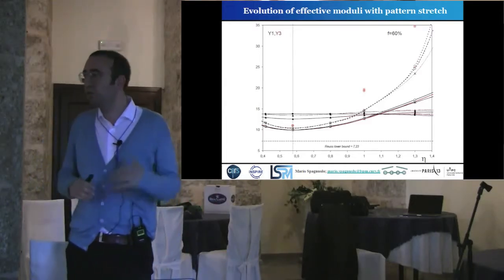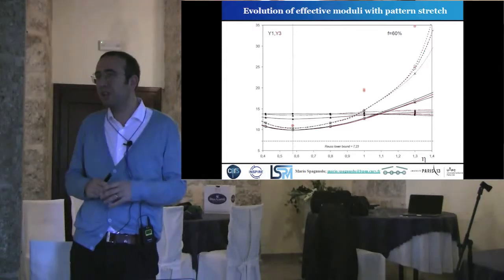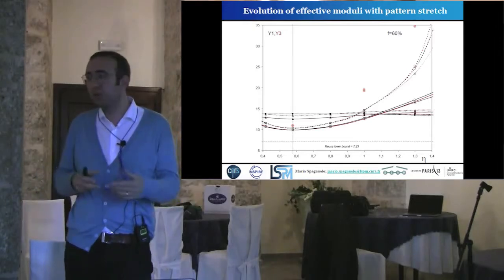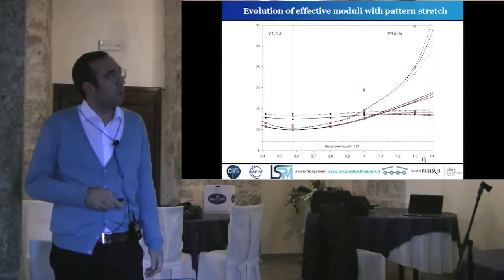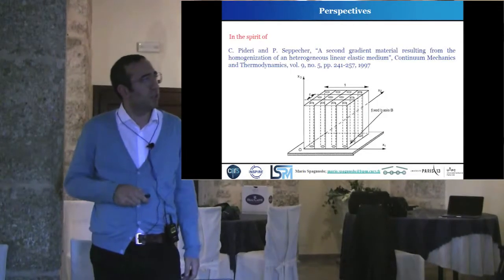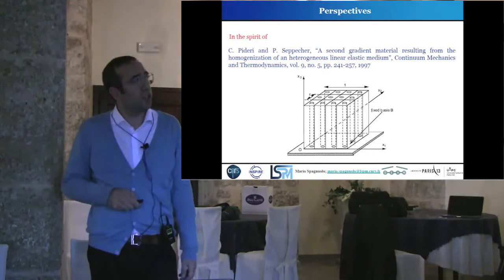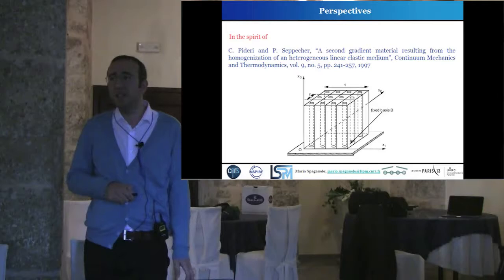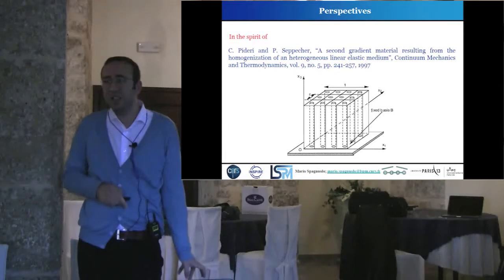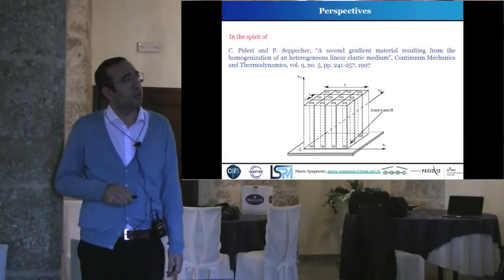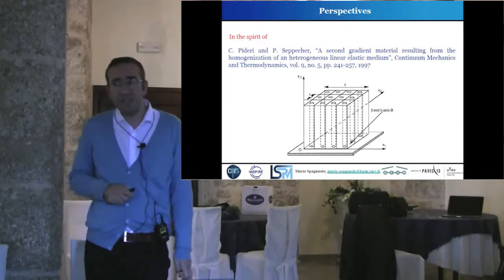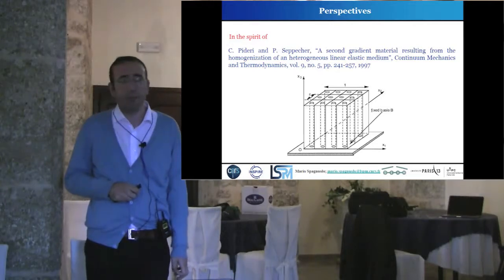We are trying to generalize this for 3D networks. Now we have the bundle. We want to consider the case of 2D bundles or 3D bundles. Lastly, in the spirit of this work, in which they had this object, which is composed of a matrix, which is a linear elastic matrix, and the fibers, which are always in a linear elastic material, after the homogenization of this object, they obtain a second gradient material.